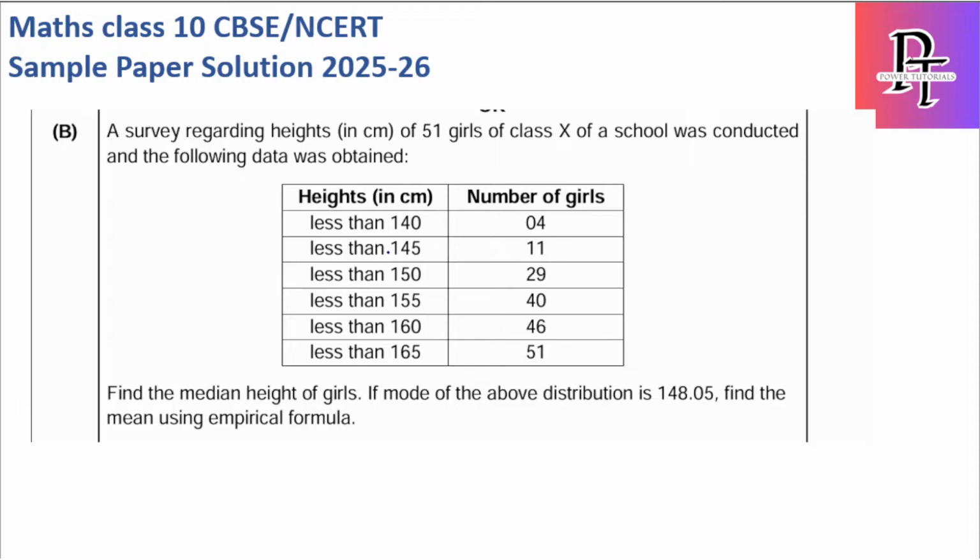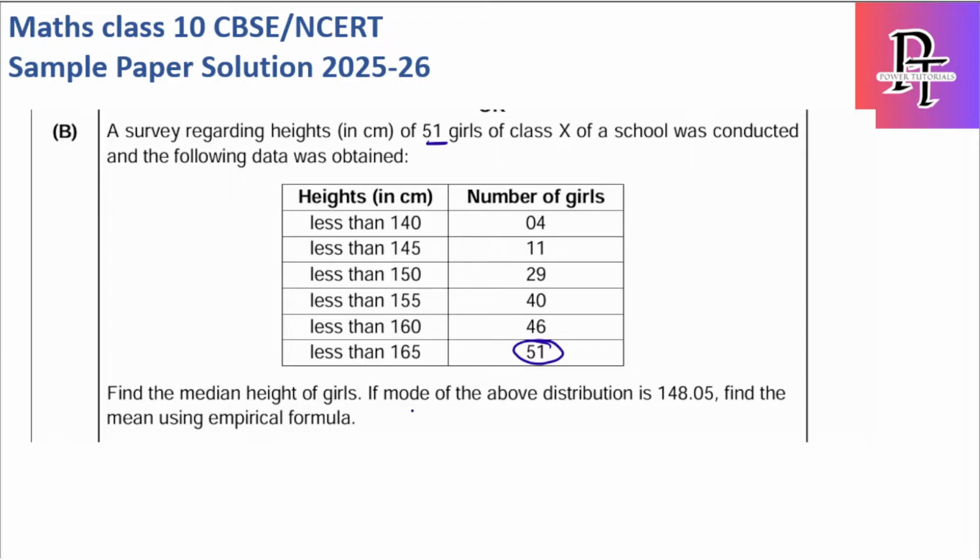So here if you notice, instead of ranges they have provided the data in this way: less than 140, less than 145, less than 150, less than 155, less than 160, less than 165. They have provided the number of girls, which is nothing but the frequency value. And the total sigma fi is also provided, which is 51. If you add also, you'll get the total value, about 51.